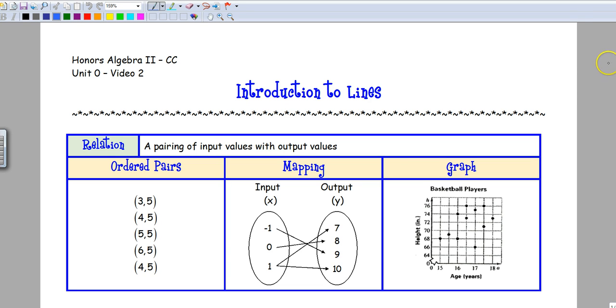So we're going to start off with something called a relation. A relation is really just a pairing of input values or x values with output values or y values. So all of these are different types of relations. You could have a bunch of ordered pairs, you could have what's called a mapping, or you could have a graph.